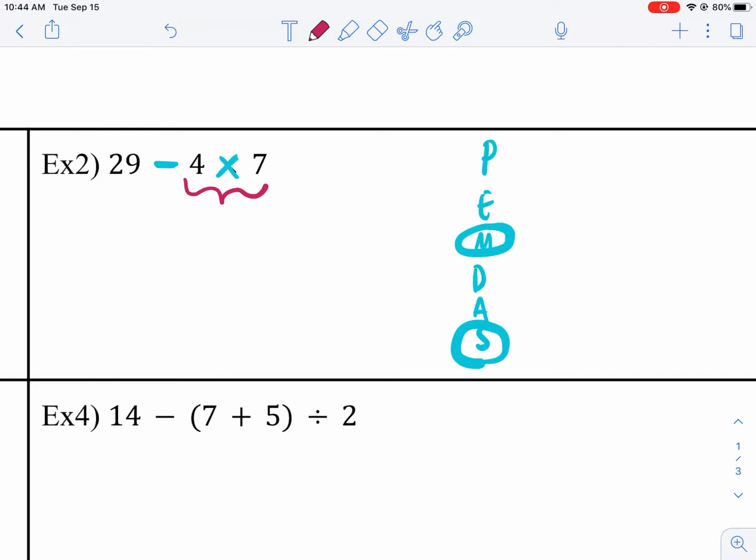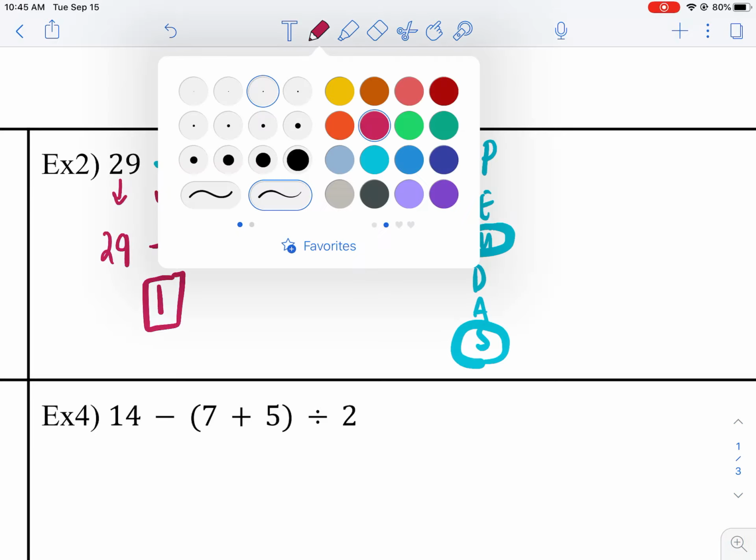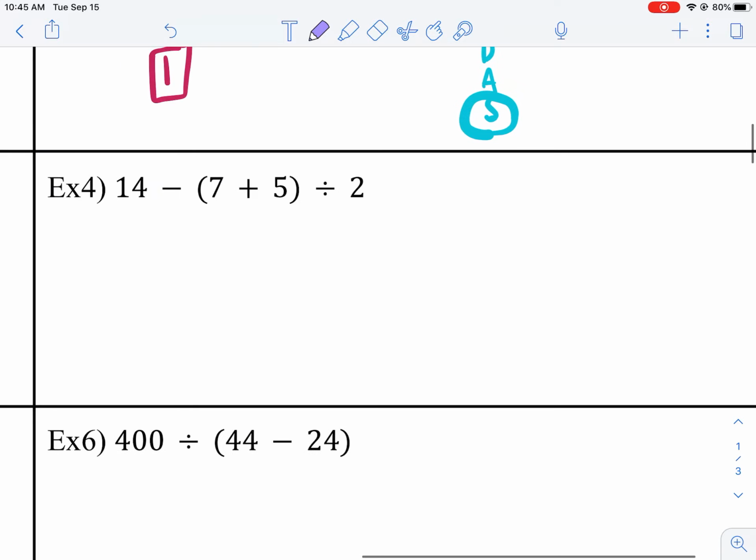We're going to do 4 times 7, which is 28. Okay? After we do that operation, we need to bring everything else down. We need to bring down 29, and we need to bring down the subtraction. And 29 minus 28 is 1. So we should end up with one number as our answer. We don't have any equal signs. We're just carrying everything down. Okay? In the next question, we're going to do 14.